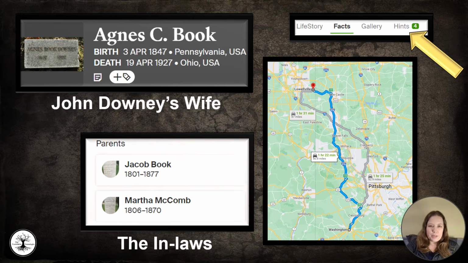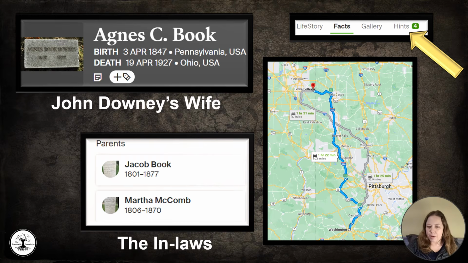So my client had believed that John Downey was born in Washington County, Pennsylvania, but I didn't see any evidence of that. But I wanted to double check how far of a distance that truly was from where he was living when he married her in Lowellville, Ohio. So I looked, and that seems like a reasonable distance to have traveled in that time period. Likely at the advent of a lot of rail travel at that point. So it seemed a reasonable distance.